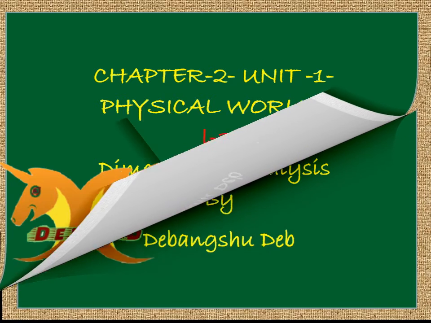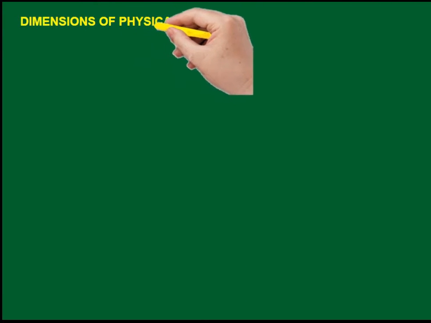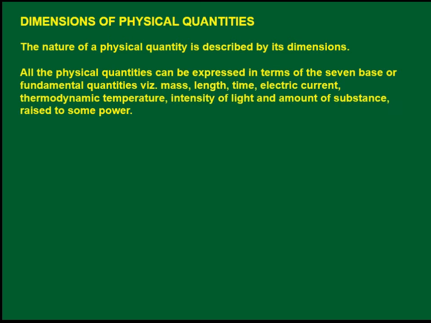My first point is, what is the dimension of physical quantities? The nature of a physical quantity is described by its dimension. All the physical quantities can be expressed in terms of 7 base or fundamental quantities, namely mass, length, time, electric current, thermodynamic temperature, intensity of light, and amount of substance raised to certain powers.